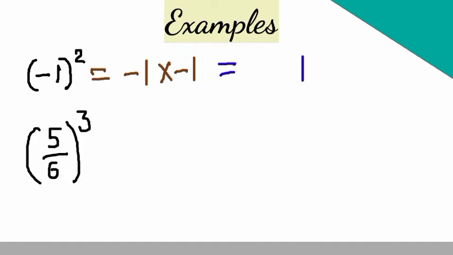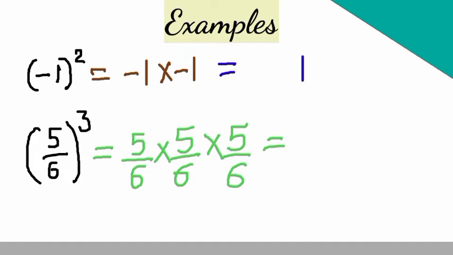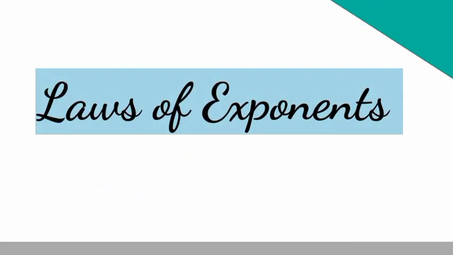Similarly, if you have any rational number like 5 upon 6 raised to the power 3, it means 5 upon 6, which is base, is multiplied by itself 3 times. So multiply it here. 5 upon 6 multiply 5 upon 6 multiply 5 upon 6. It will be equal to 125 upon 216. Right? Now let us understand about some laws of exponents.